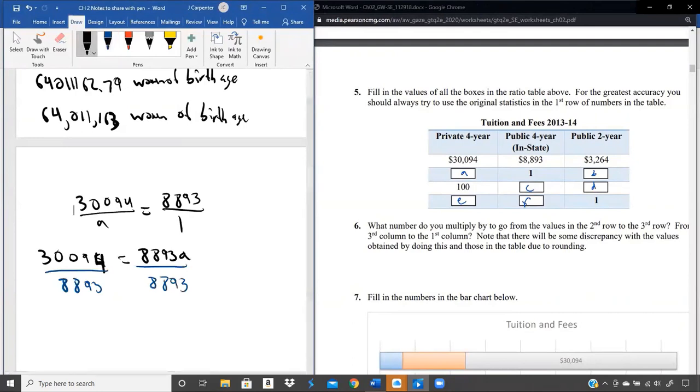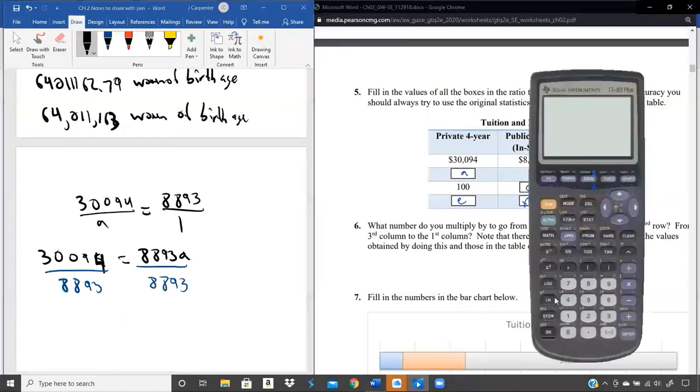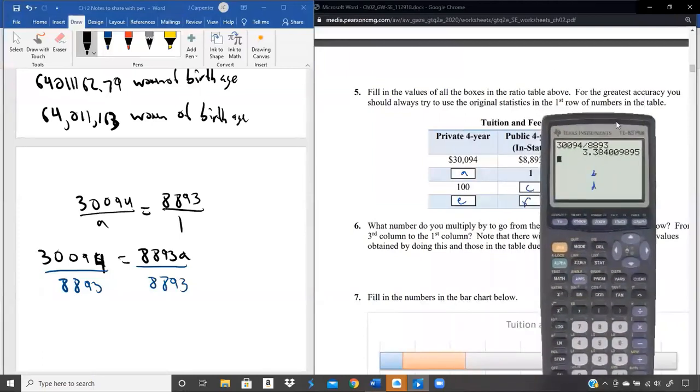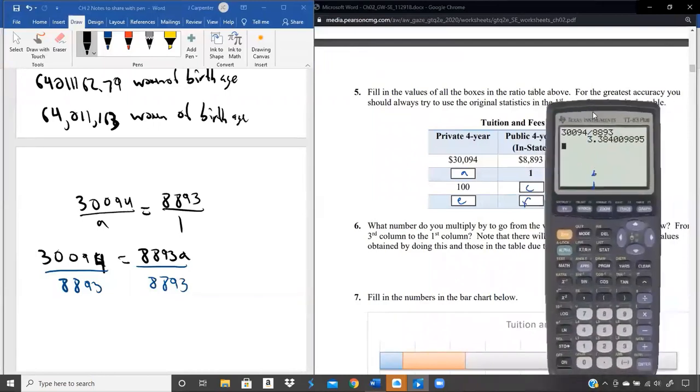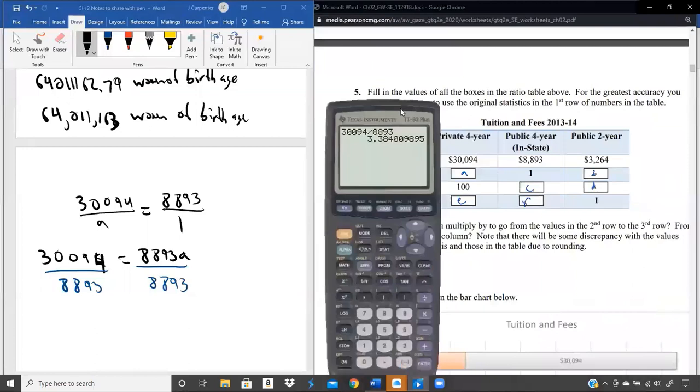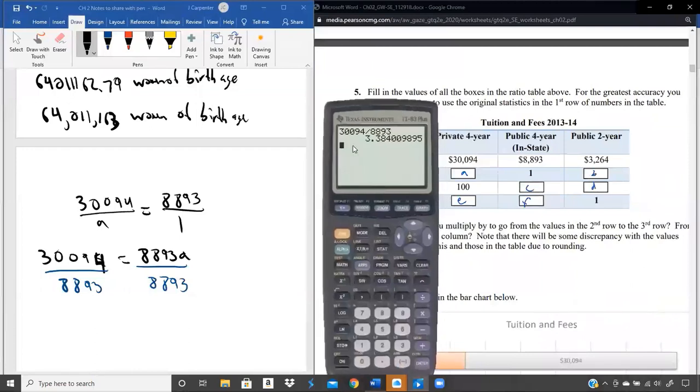And we ultimately get, 30,094 divided by 8893, 3.38, blah, blah, blah. Now they know where it told us how many places to round to. You can choose to round to 2, you can choose to round to 1, it's up to you. I'm going to round to 1 decimal place for this one. You could certainly round to 2.